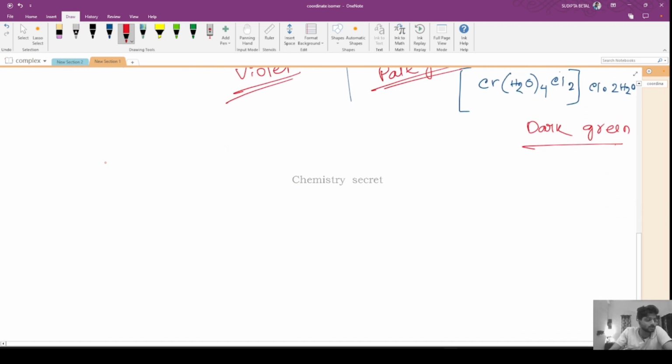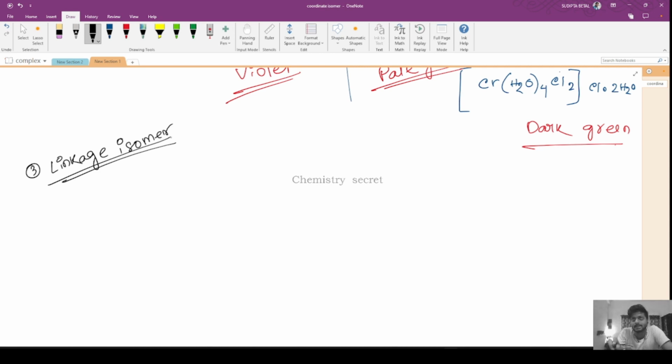So let's take the next concept, linkage isomer. What is linkage isomer? In the case of linkage isomer, the term ambidentate ligand we already discussed in my previous video. What is an ambidentate ligand? There is a basic difference between ambidentate and chelating ligand. An ambidentate ligand has more than one donor center. In the case of a chelating ligand there are also more than one donor center. But in the case of an ambidentate ligand, all donor centers are not active at a time. Only one donor center is active at a time.